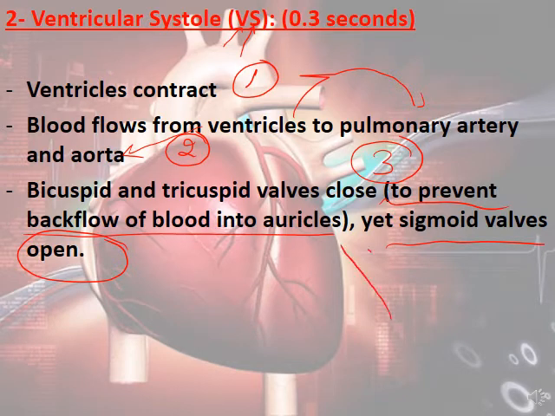This is the opposite of that in the auricular systole. In the auricular systole, the bicuspid and tricuspid valves open, while the sigmoid valves close. And in the ventricular systole, the opposite: the bicuspid and tricuspid valves close to prevent the backflow of the blood from the ventricles into the auricles, while the sigmoid valves open.